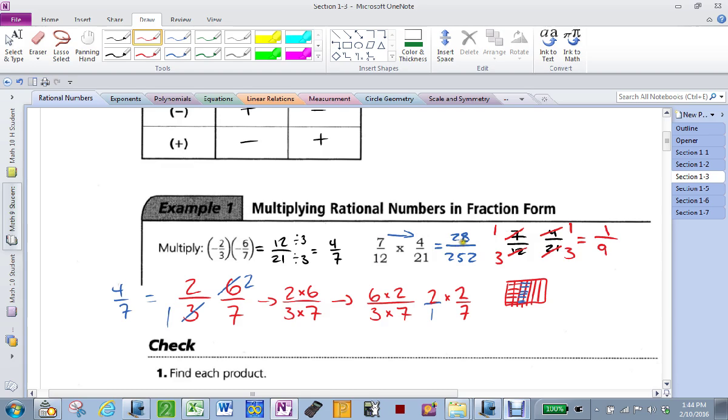Divide by 2. 14 over 126. Divide by 2 again. 7 over 63. Good. Divide by 7, right? It's a pain.